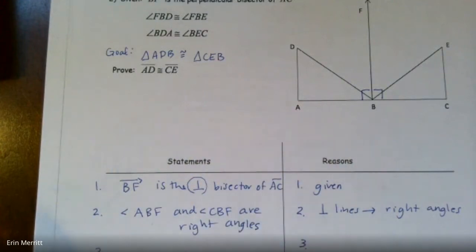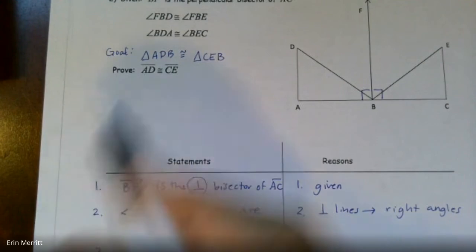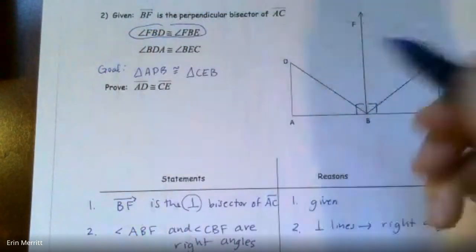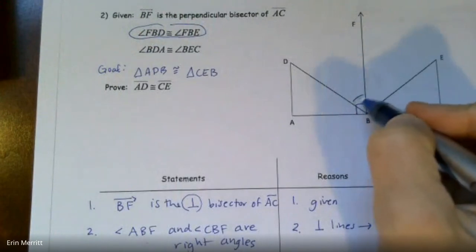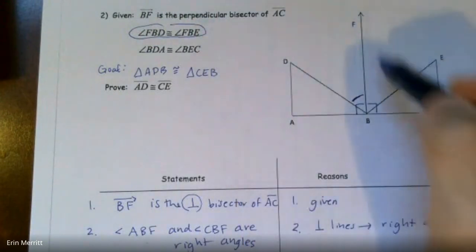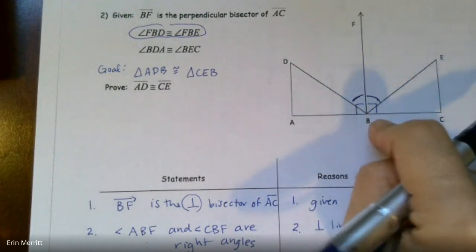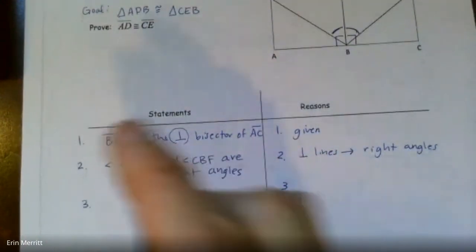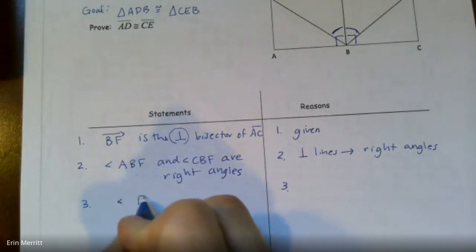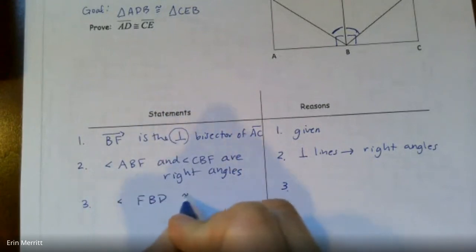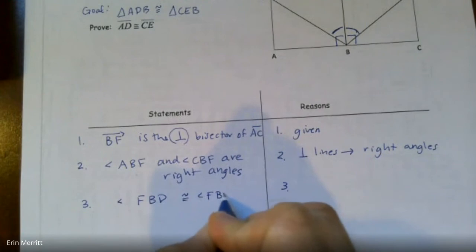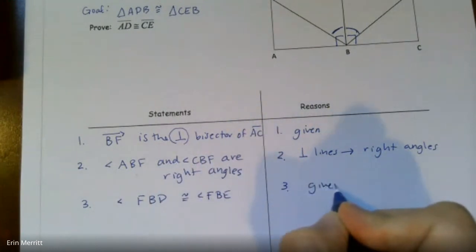All right. Take a look at the next given. The next given they actually give us up here, if I slide up a touch, was angle FBD. So FBD this, and angle FBE that. That's part of those right angles. You can see where we're going to go with this. So I know I could have put it in step 1, but oh well. FBD is congruent to FBE because it's given.